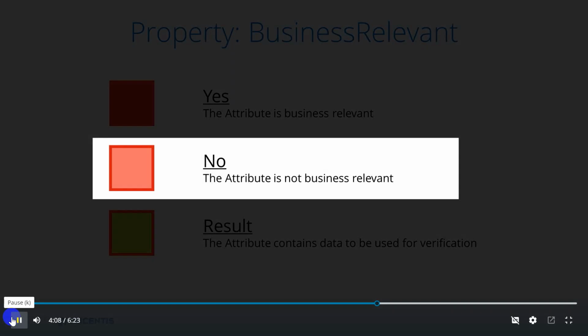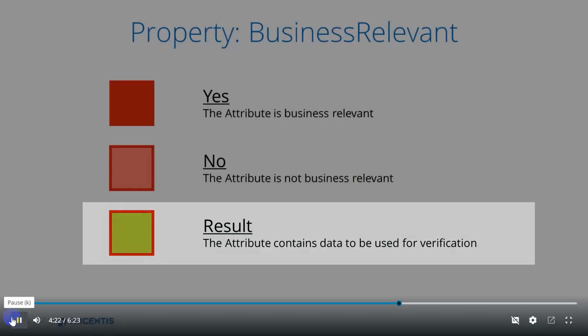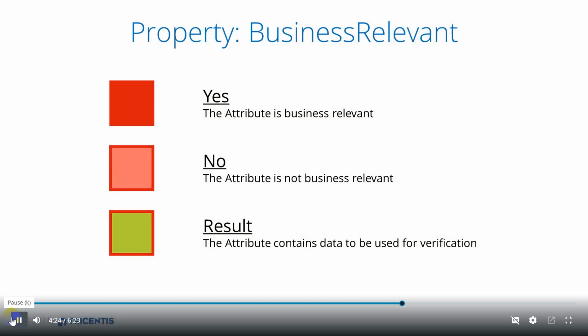No means that the attribute specified and its sub-attributes are not relevant to the test case being built and should not be considered when combining data. This could be chosen for the administration attribute. Result indicates that the attribute selected and its sub-attributes contain data that will be used for verification in the test cases. This could be selected for the verification attribute.